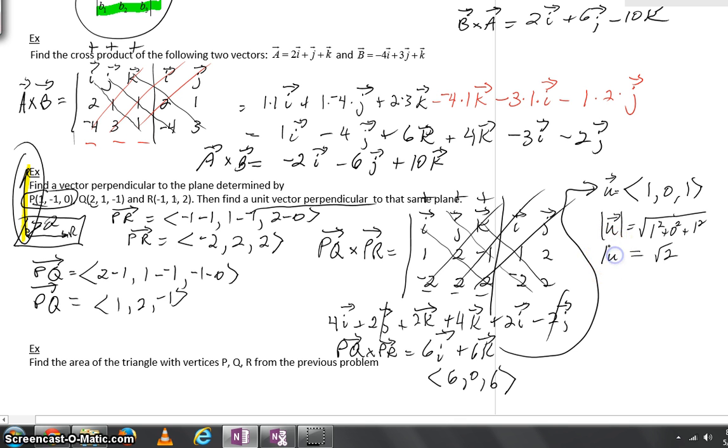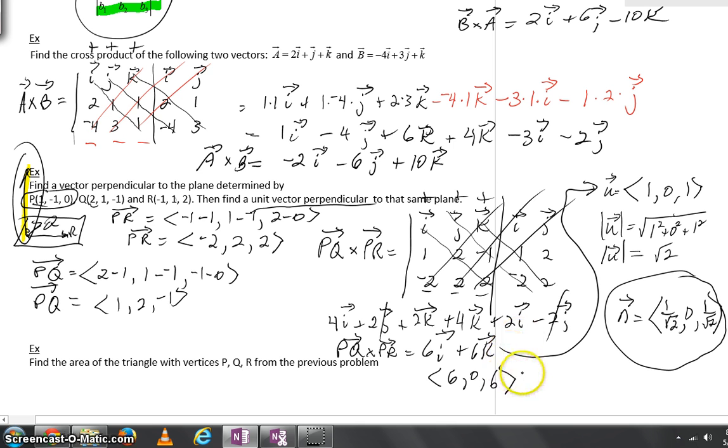Now, why do I bring that up? This normal vector that I'm actually looking at, I want to divide by that. I want to take all my components in vector u and divide by its length. So I'd get 1 over root 2, 0, comma, 1 over root 2. This would be a normal vector, a vector with a length of 1.